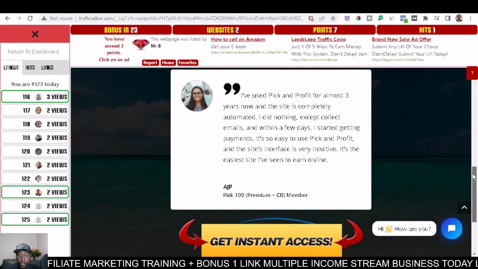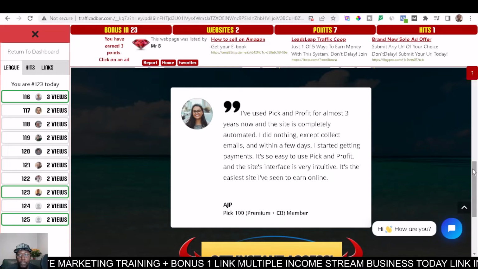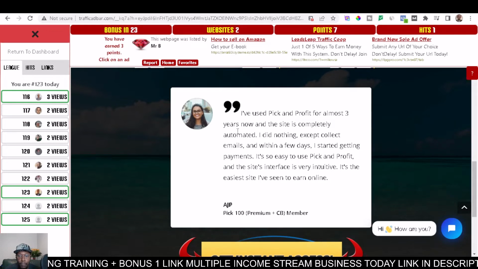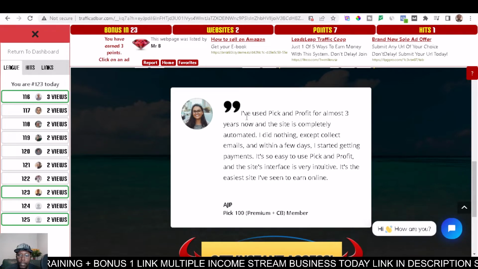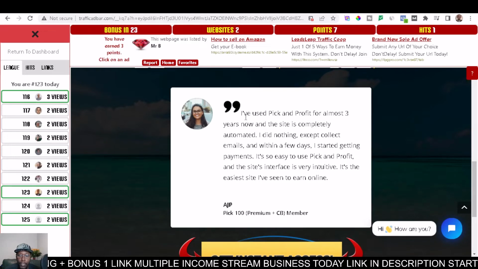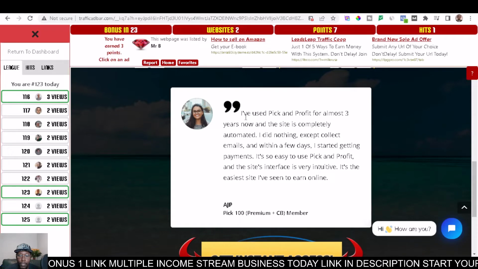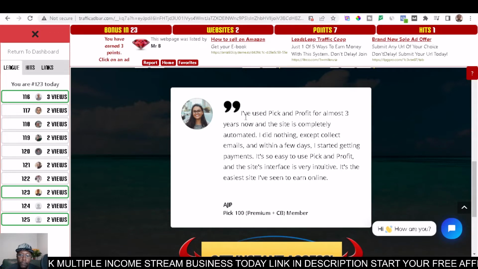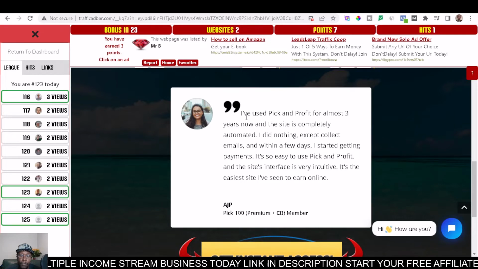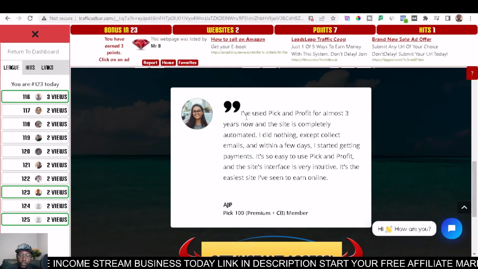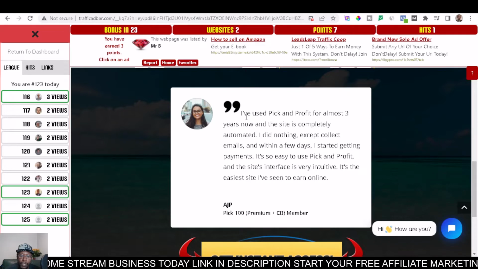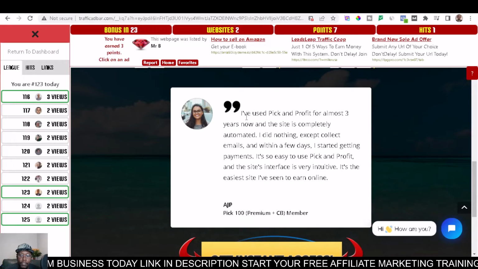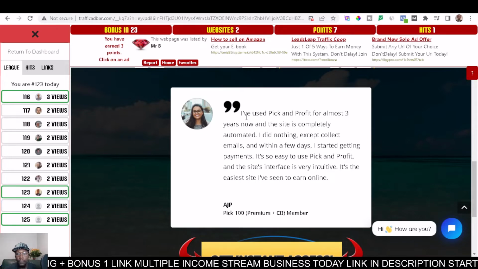And that's pretty much it. So that's the end of the page, which is a very short landing page, but it caps off with this message here. "Since I've used Pick and Profit for almost 3 years now, and the site is completely automated, I did nothing except collect emails, and within a few days I started getting payments. It's so easy to use Pick and Profit, and the site's interface is very intuitive. It's the easiest site I've seen to earn online."